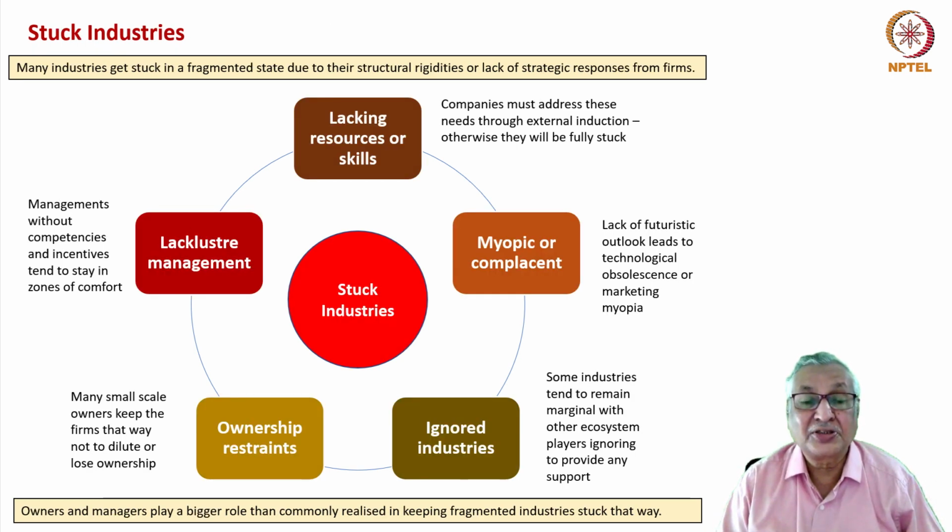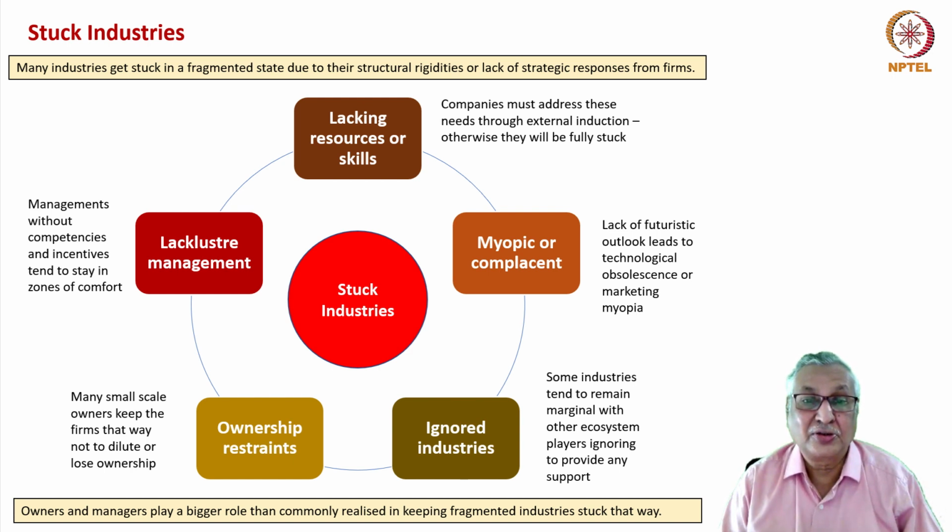Some companies in a fragmented industry get stuck, because every company in any fragmented industry must strive to be above the average performance. But if you are not able to do a few things, you are likely to be stuck. That could happen because of the structural rigidities of the company or lack of strategic responses in an appropriate manner from the firms. Let's look at companies which operate in fragmented industries and have turned stuck. Firstly, such companies lack resources or skills. They do not have the necessary financial wherewithal to upgrade themselves. They do not have access to the necessary talent to do things in a different way. Companies must therefore address these needs through external induction. Otherwise, they will be completely stuck in a fragmented industry.